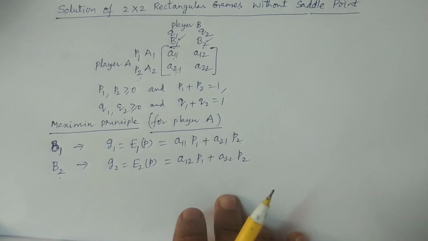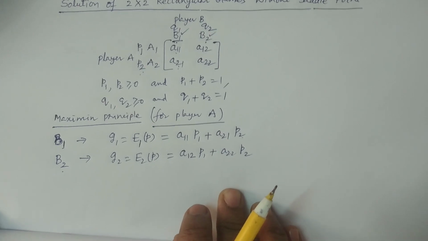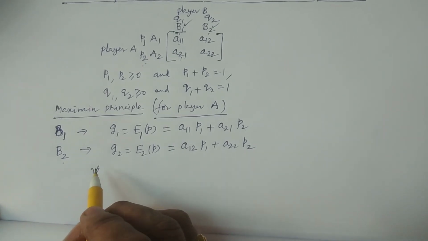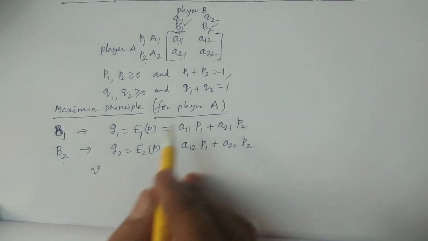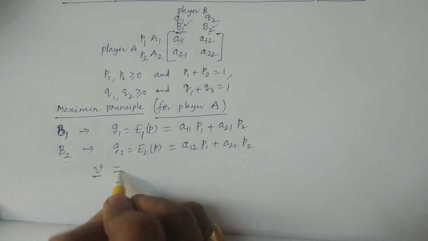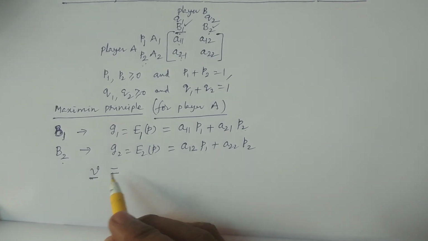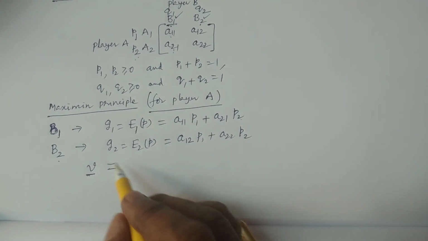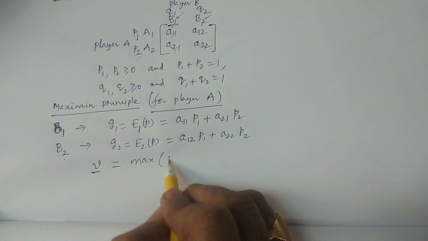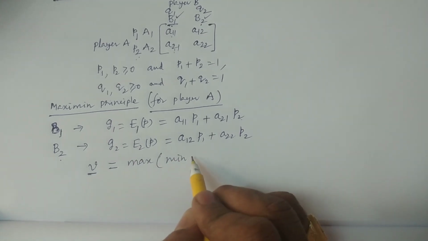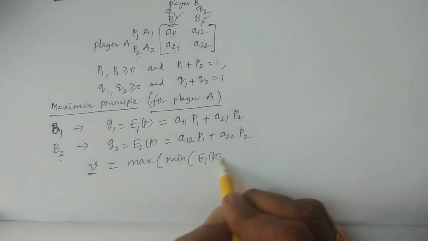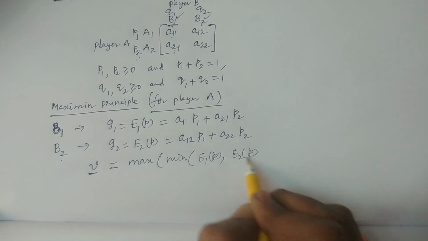So that is the reason why now the value of the game is going to be calculated, here in terms of player A, by the maximin principle. The maximin value is going to be calculated by mu, which is nothing but the maximum of the minimum expected gains. Minimum expected gains are E1(P) and E2(P), right?